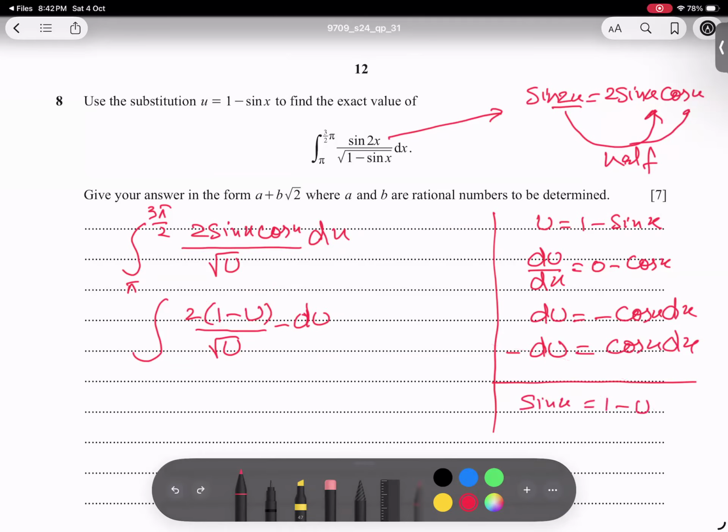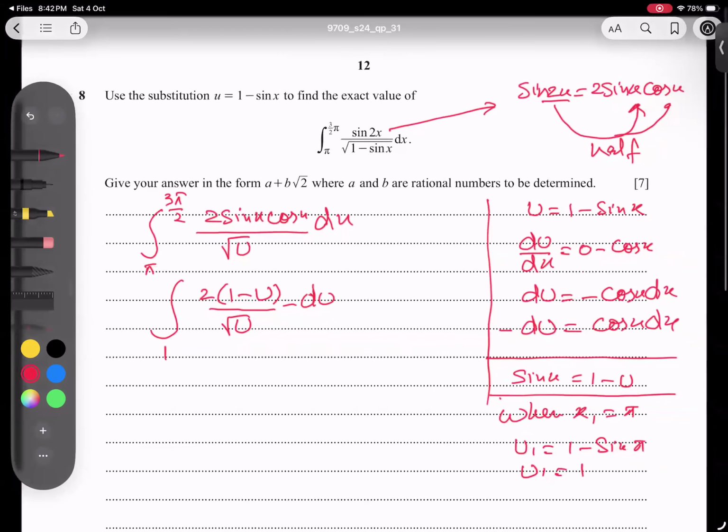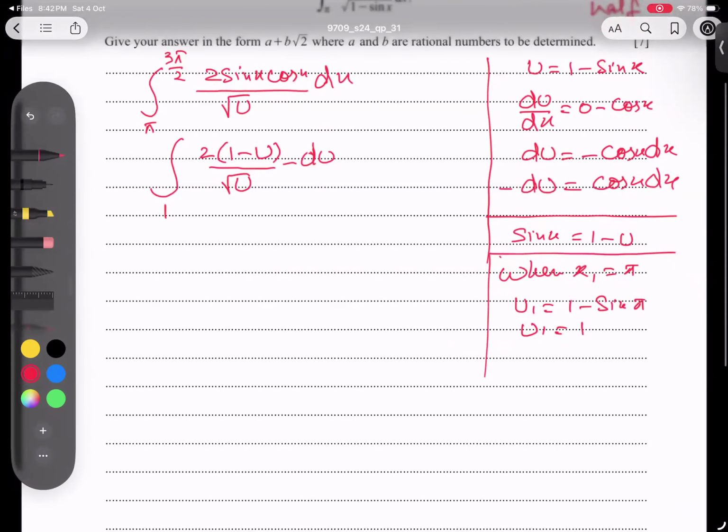So now what to do? And what is left now? What about the limits? The lower limit, I'm writing now, when x1 equals pi. So this pi I'm going to plug in here. When I plug it in, u1 is equal to 1 minus sin pi. Sin pi is 0, so u1 is 1. So 1 is going as the lower limit. Okay, now let's talk about the upper limit. When upper limit, we have x2, and x2 is 3 pi by 2.